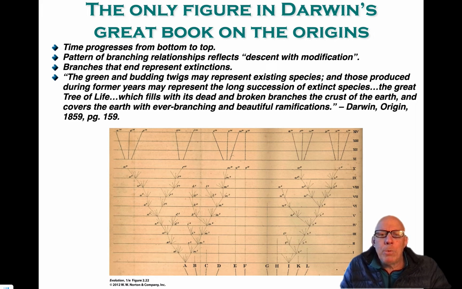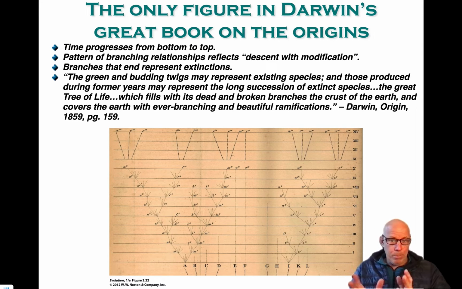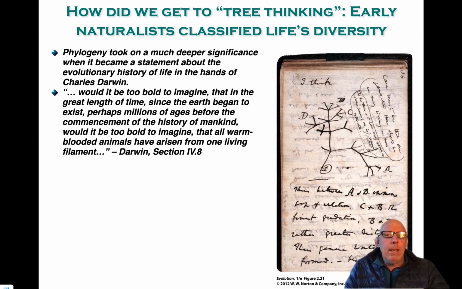The green and budding twigs may represent existing species, and those produced during former years may represent the long succession of extinct species, the great tree of life, which fills with its dead and broken branches the crust of the earth and covers the earth with ever-branching and beautiful ramifications. So this idea of how would we develop what I'm going to refer to as tree thinking, and for the purposes here, the vignette being molecules as documents of evolutionary history, what I have in mind, this tree is meant to represent a succession of species over time.